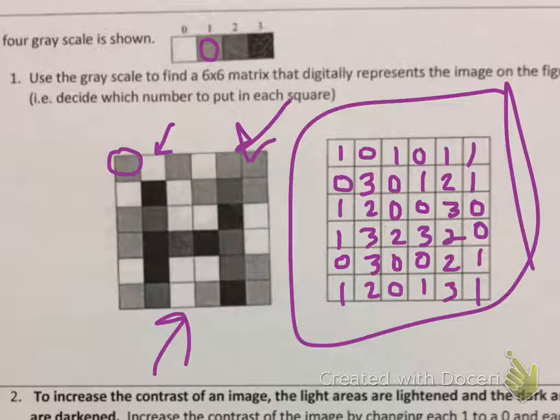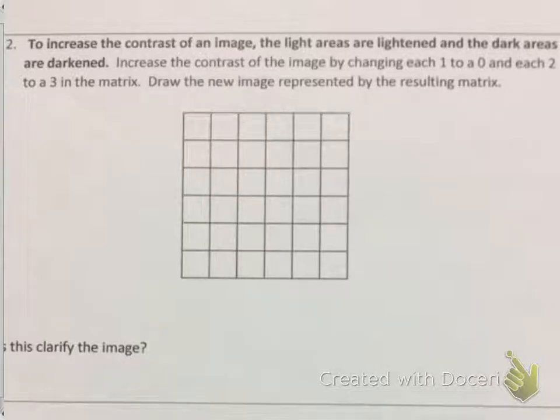So what do you think this picture is? It's kind of hard to see, but I think if I change the contrast on that, I could make it look better. So this next one says increase the contrast of an image. You would make the light areas lighter and the darker areas darker. So increase the contrast of the image we just did by changing each 1 to a 0 and each 2 to a 3 in the matrix.